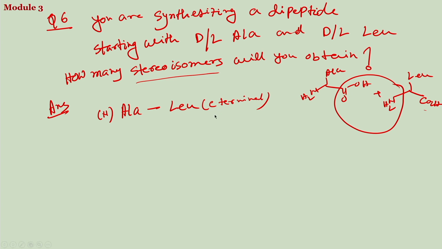Now, it can be the other way around also. So, one is this, the other one is leucine and alanine, which means the N-terminal is in the leucine and the C-terminal is in the alanine. So, these two are the dipeptide kinds that will be in your solution, in your product.